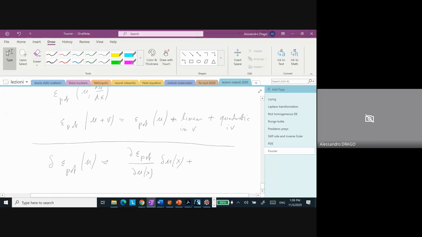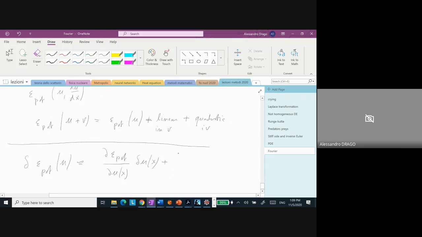plus the derivative of the potential energy. Recall the potential energy depends on u and on the u over the x. So that is why it makes sense to write the derivative of the potential energy with respect to the u over the x, times the variation of the u over the x.